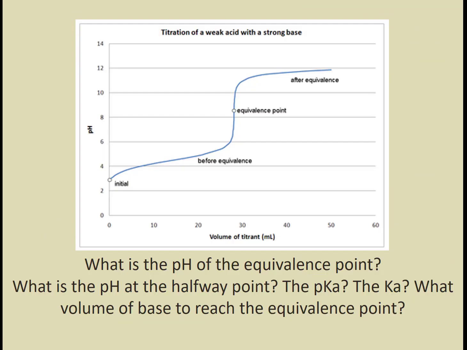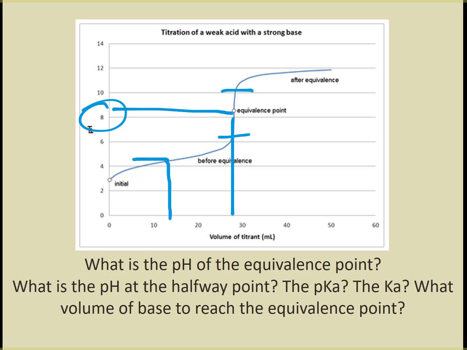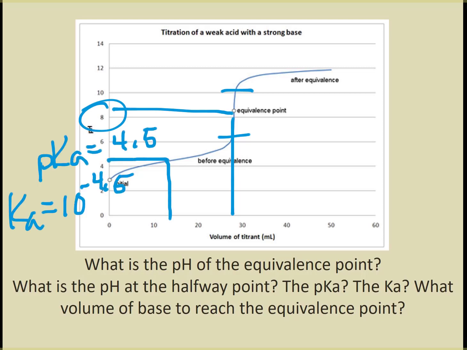So reading some graphs, you should be able to find the equivalence point. So again, find that straight up and down, and then approximate where it is in the middle. So this one's right around 8. You should be able to find the halfway point. So again, everything goes down, I don't know, 28. So let's say 14. So at 14, that's where I would read my pKa. So it's right around, I don't know, 4.5. So to find the Ka, I would do 10 to the negative 4.5 and then press enter.